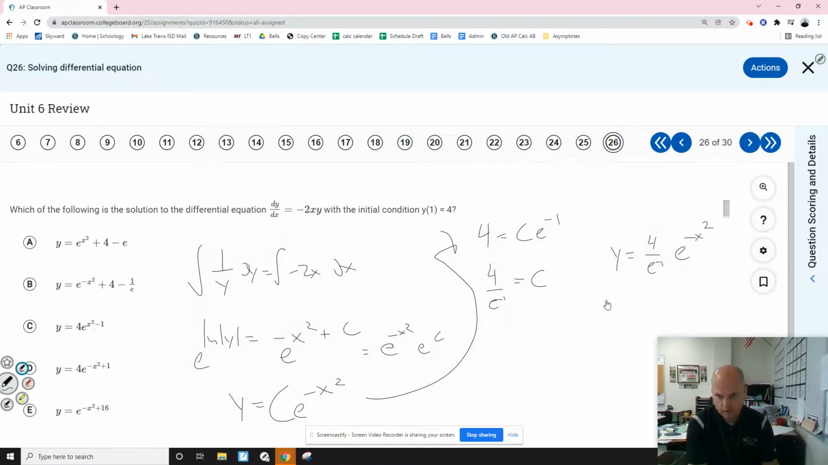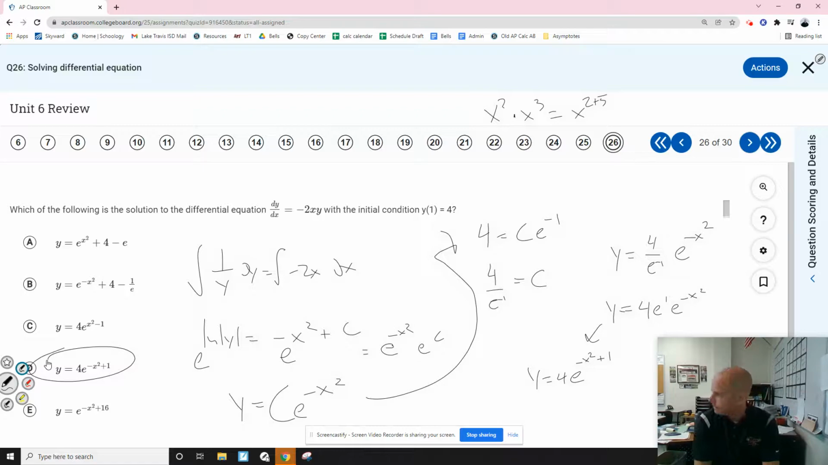So what is my answer? Well, maybe I can rewrite this as 4e to the first. And maybe I can combine my exponents to realize that this is y equals 4. Okay, when you are multiplying, you add, right? So this is x to the 2 plus 3, x to the 5th. Cool. E times e to the negative x squared, e to the negative x squared plus 1. Boom. That's how we get that.